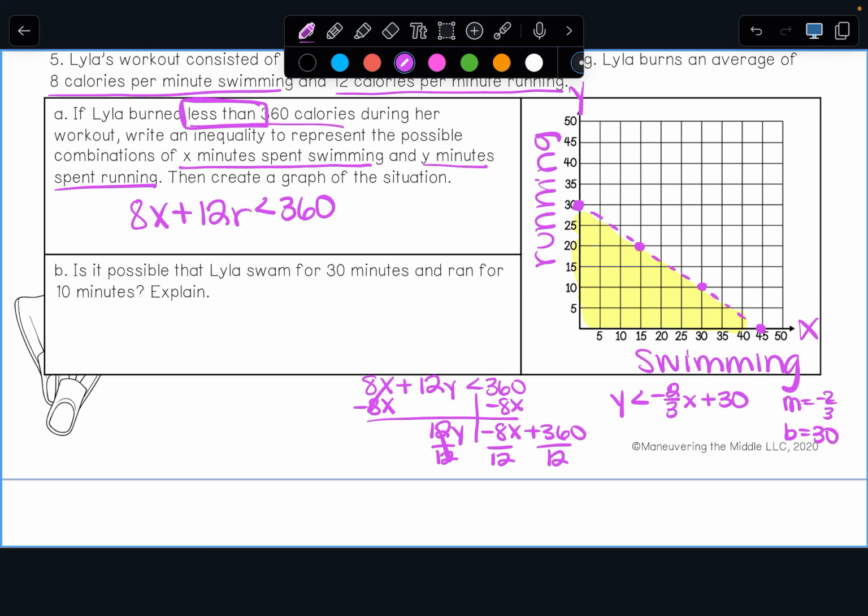Now it says, is it possible that Lila swam for 30 minutes? Swimming is what, X or Y? X. So X for 30 minutes and ran for 10 minutes. Running is Y. So is 30, 10 a possible point? No. Why not? Because it's exactly on the line. It is exactly on the dashed line, so the answer is no. Correct.